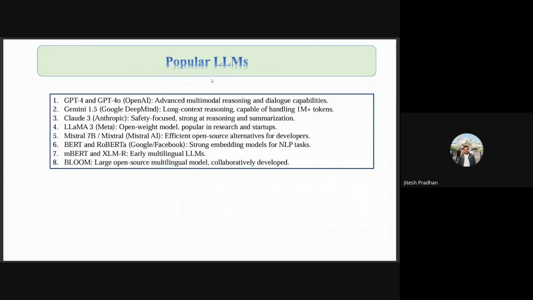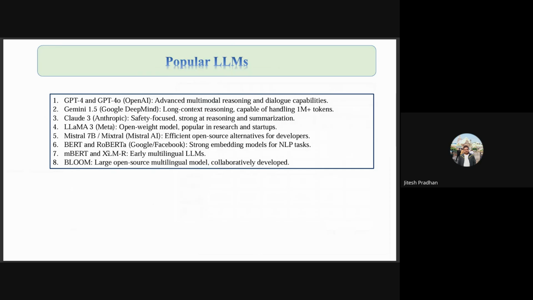Okay, now popular LLM models are there. We have ChatGPT, we have Gemini, we have Claude, Llama. We have Mistral 7B. We have BERT, RoBERTa. We have MuRIL BERT. We have Accelerate. We have BLOOM. These are some common examples of LLMs. You can use all these things.